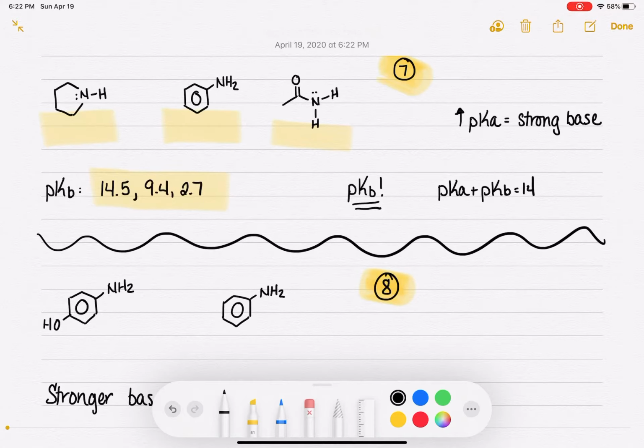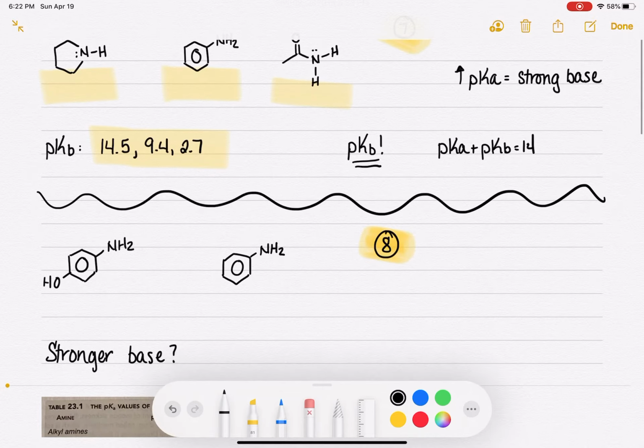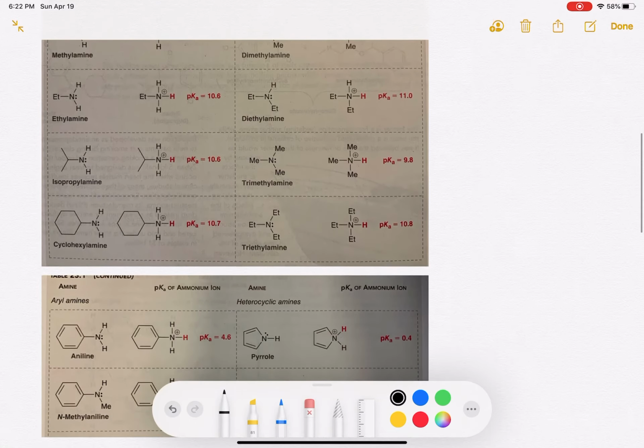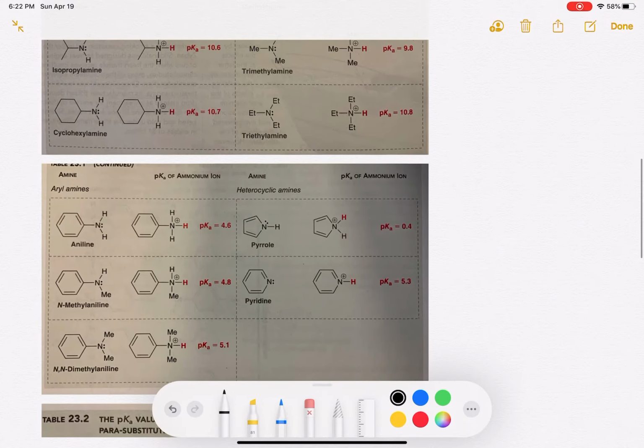So the first thing that we're going to do is try to find pKa numbers off of a data table, because if we can just look this up, that's fantastic. So let's look at the data tables that you have available and see if any of these molecules match up.